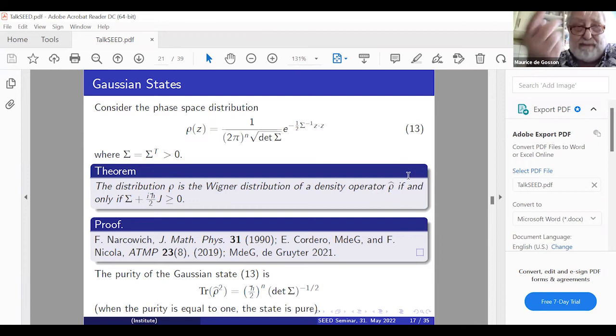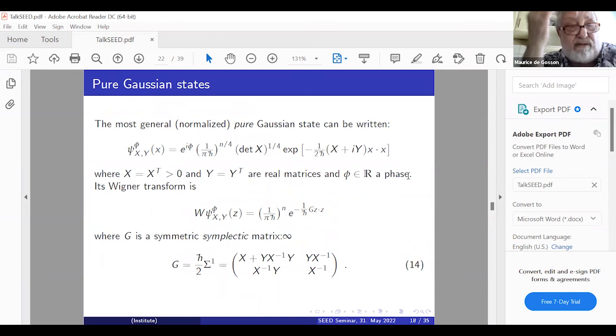If you make the calculations, you see that in the case of Gaussian states, the trace of rho hat squared, that is the purity, is given by the formula I see there: (ħ/2)^n times the square root of the determinant of Σ^-1. Good. So that's just two definitions here. So pure Gaussian states. I'm going to wonder, but what are these pure Gaussian states?